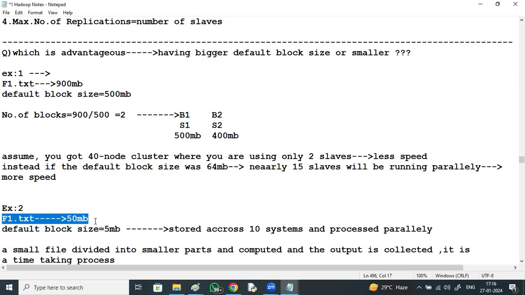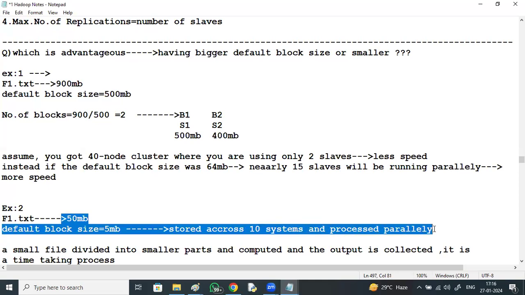In Hadoop, data is stored in the form of files. Say the file size is 50 MB and the default block size is 5 MB only. This 50 MB is divided into 5 MB blocks, stored across 10 systems and processed in parallel.